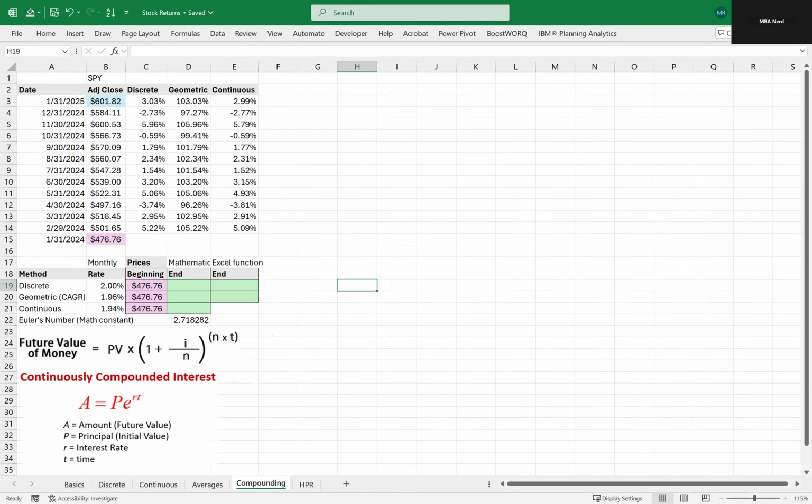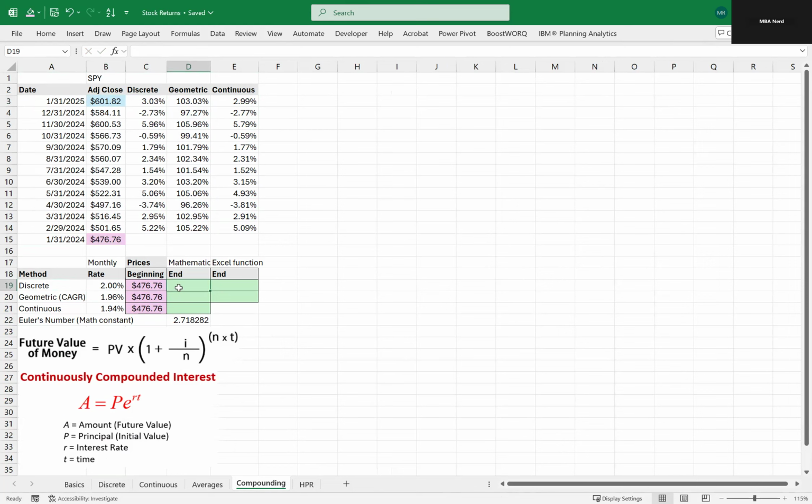The compounding. Okay, so this is the next thing I want to talk about. I already have all of my discrete returns, my SPY adjusted close prices in reverse chronological order again, and then I have our discrete, geometric, continuous, and I have the averages right here. And what I want to know is which one of these average monthly amounts is going to get us from this beginning amount to this ending amount, right?